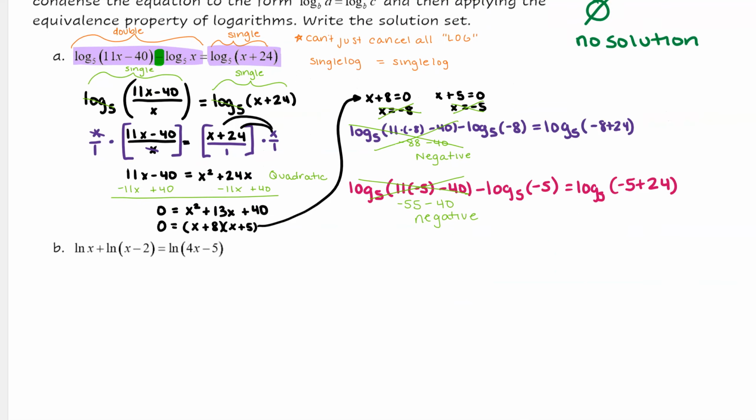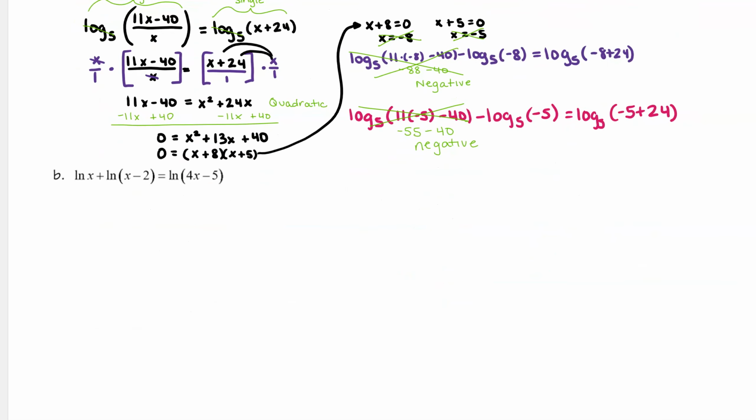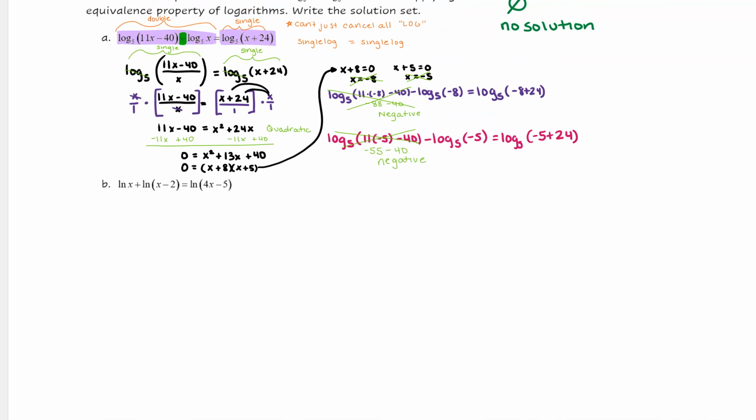Okay, let's try again. So in part B, I have natural log of x plus natural log of x minus 2 equals natural log of 4x minus 5. So I say, okay, there's nothing here that is hanging out. There's nothing that has just a single log, or nothing that has no log, like a plus a million or minus 10. I can't drop the logs because on this side there's double, there's 2 logs, even though on this side there's just 1 single log.